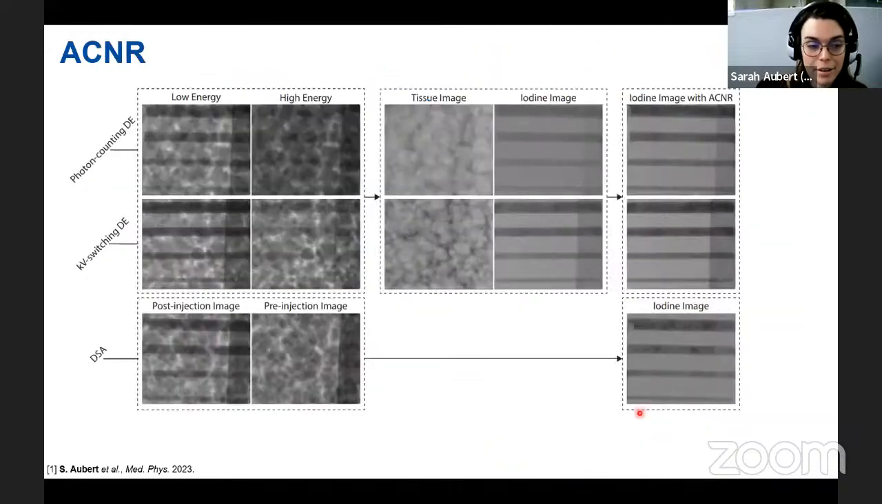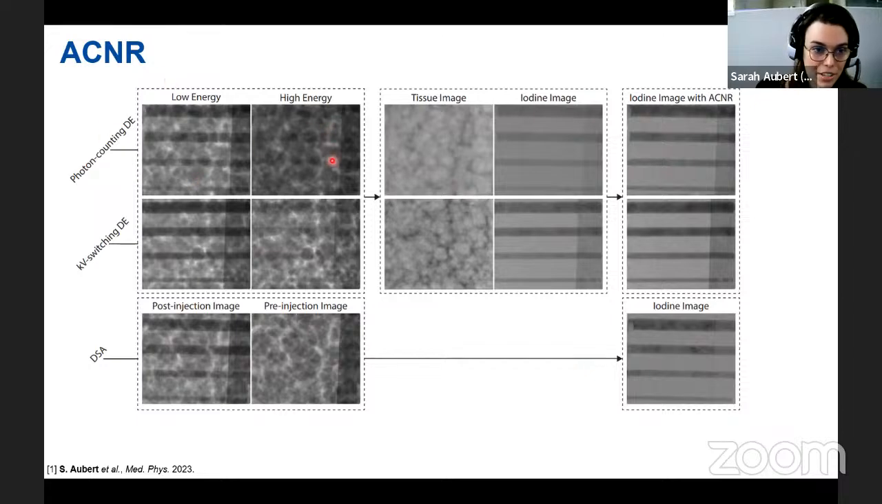And so here we have the images of our vessel phantom with that anatomic clutter that we acquired using optimal technique parameters that were found for each of the three techniques. So here, the top row represents photon counting, single exposure dual energy imaging. The middle row represents KV switching dual energy imaging. And the bottom row represents digital subtraction angiography that we're using as our gold standard.